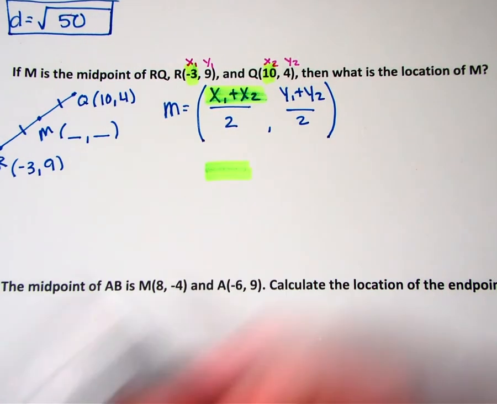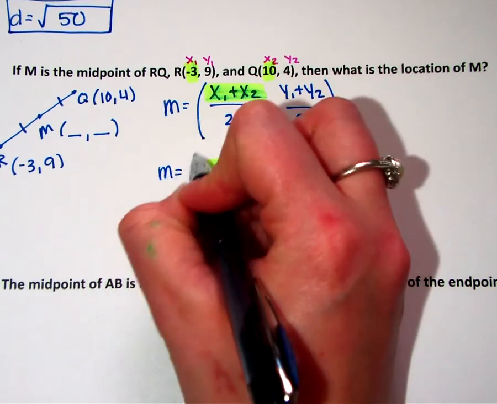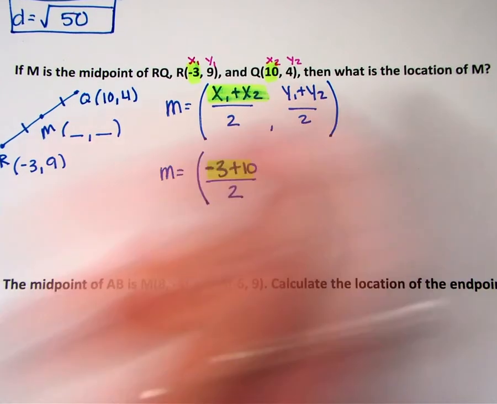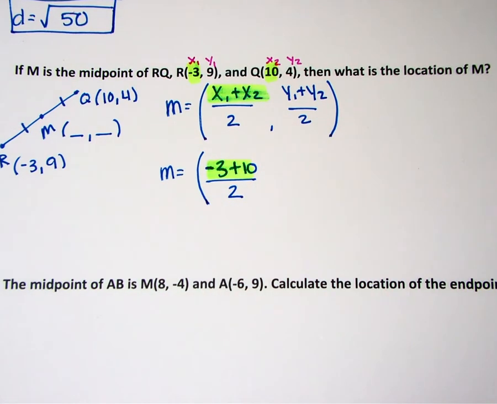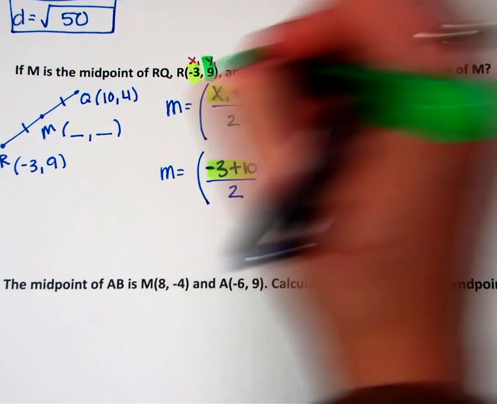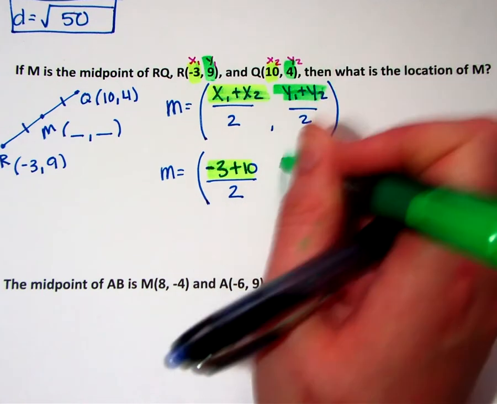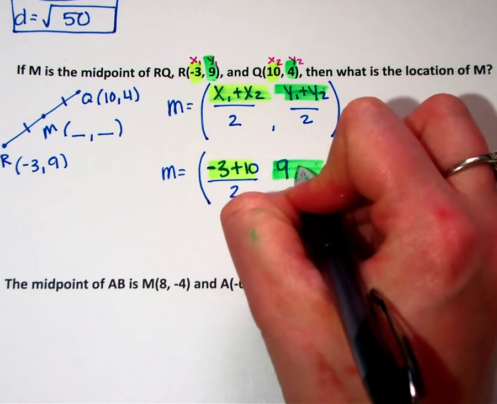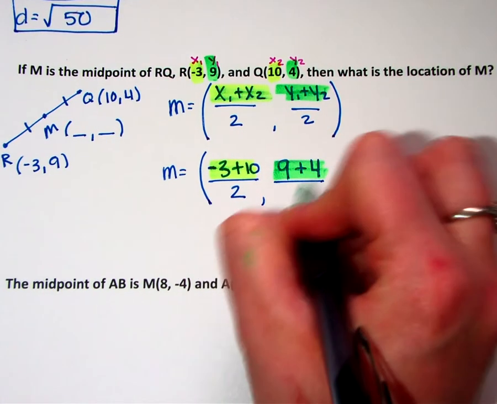So I get M equals, parenthesis, negative 3 plus 10 over 2. And then I'm going to do the same thing for my y values, my 9 and my 4. I'm going to just add them together. I'm going to put a comma because my final answer is a coordinate. It is not just one single number.